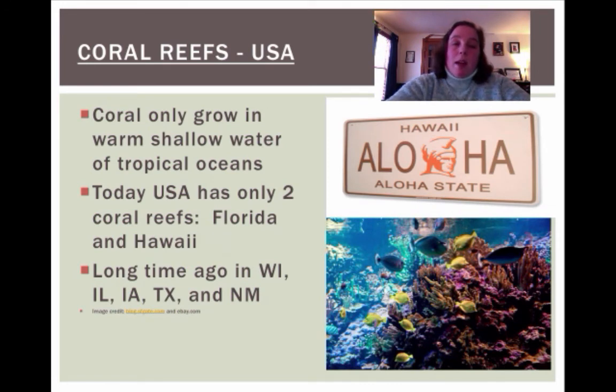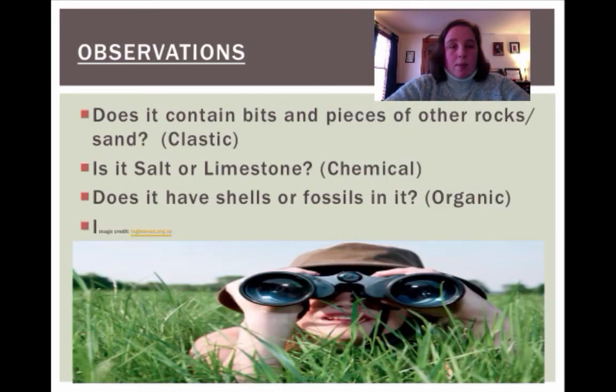Now, where you would find coral reefs, if you guys remember back to your paleo mapping, remember they can only grow in warm, shallow water. The United States today has only two places, Florida and Hawaii, and both are beautiful. Long time ago, in the states I have listed for you down here, Wisconsin and New Mexico and Texas also had coral reefs. Of course, this was millions of years ago, so it's not someplace you would want to visit today to look for a coral reef.